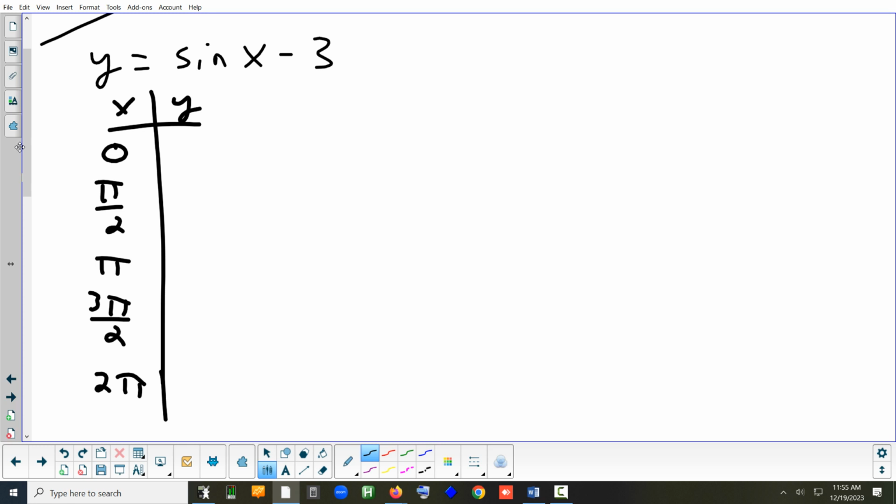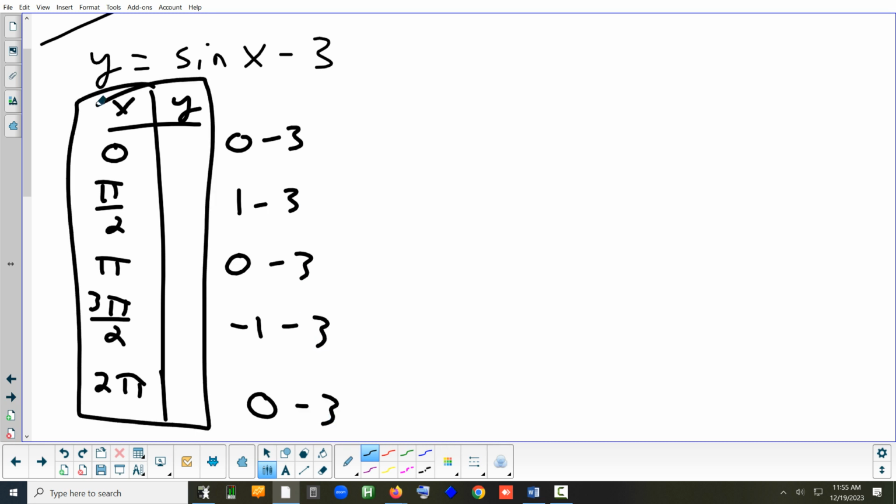Off to the side, what are my original y values for sine? We have 0, 1, 0, negative 1, and then 0 again. So 0, 1, 0, negative 1, 0. And what are we going to do to all of them? Subtract 3. So can somebody tell me what my new y values for that graph are going to be? Negative 3, negative 2, negative 3, negative 4, and negative 3.